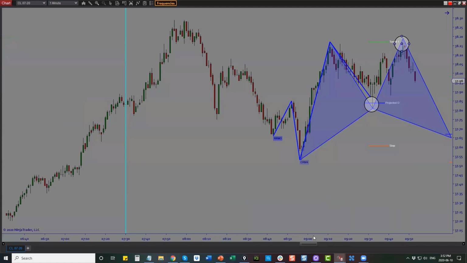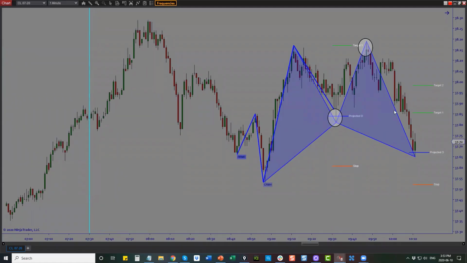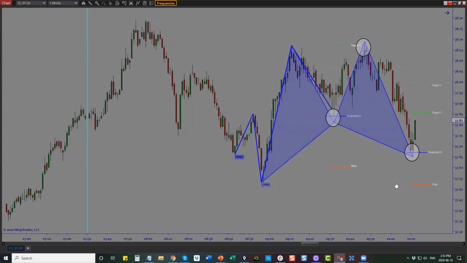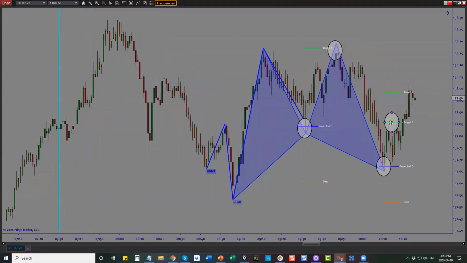And this happened, I think, earlier yesterday or whatnot. Okay, let's wait for it. Projected D. Okay. Hit the target. It's trade two. Hit the second target.